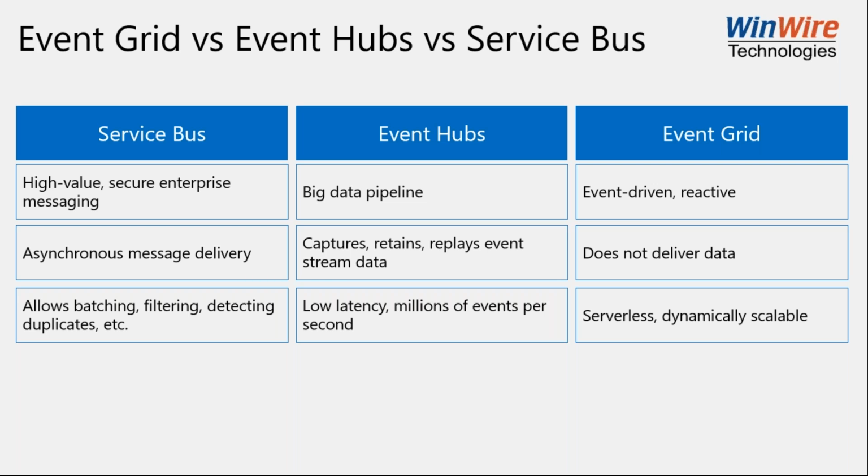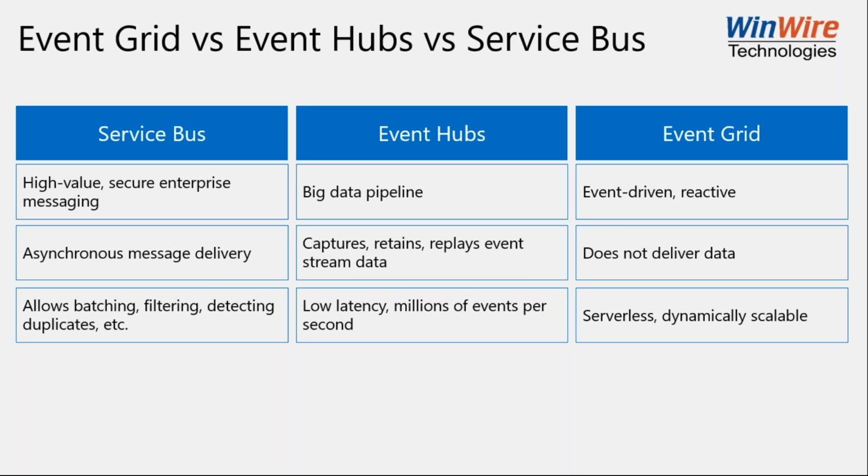Now, I want to cover this because there was this doubt in my mind as well. There are similar looking messaging services from Azure: Service Bus, Event Hubs, and Event Grid. So what is the difference there? Service Bus is a very robust mechanism where if you have high risk, high value transactions happening and you want the security to be paramount, like for example financial transactions, you would really go for Service Bus. It allows asynchronous message delivery, and it has really advanced features like batching, filtering, and whatnot.